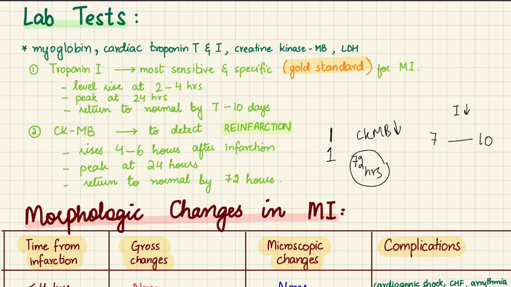But if you have a reinfarction, then you'll know when the first infarction occurred, right? If you have a second infarction, that means a reinfarction, then you'll again see CKMB. Okay? While you should not see it 72 hours after you had an MI. I hope that makes sense.